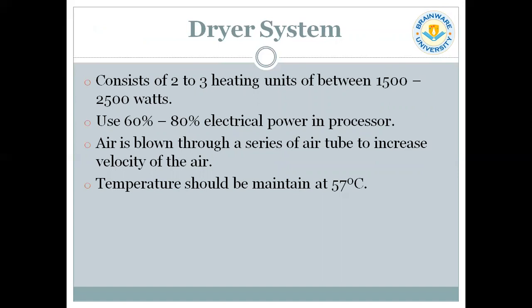So the dryer system consists of 2 to 3 heating units of between 1500 to 2500 watts, and of course it uses 60 to 80% of the electrical power in the processor. And one fan is there to blow the air through a series of air tubes to increase the velocity of hot air, and the temperature should be maintained at 57 degrees Celsius always.